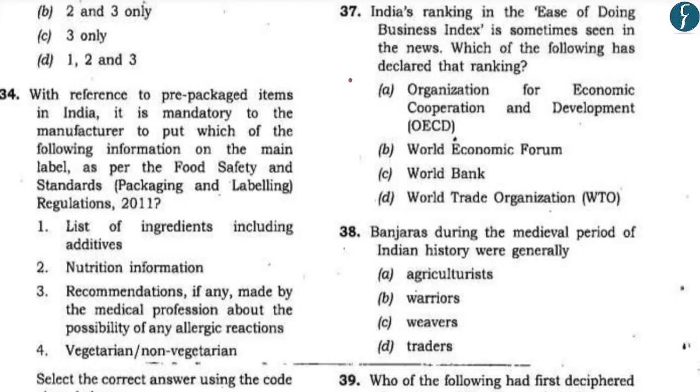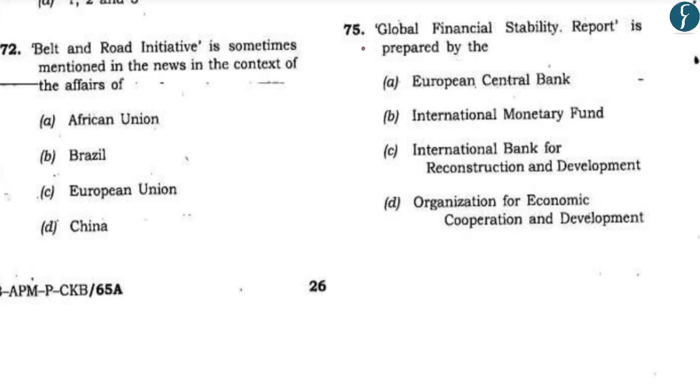Apart from this, the examination also asks as to who prepares the Ease of Doing Business Index report, wherein the correct answer to this question would be C, World Bank. And apart from this, the paper had also asked as to who prepares the Global Financial Stability Report, wherein the correct answer to this question would be B, International Monetary Fund.